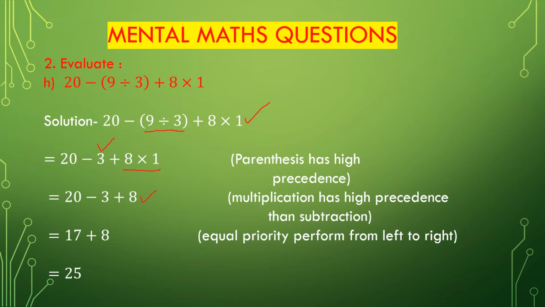20 minus 3 plus 8. We know addition and subtraction operations have equal priority. We know equal priority operations are performed from left to right. So first subtract 20 minus 3. Subtraction will be performed. 20 minus 3 is 17. Now 17 plus 8. 17 plus 8 is 25.